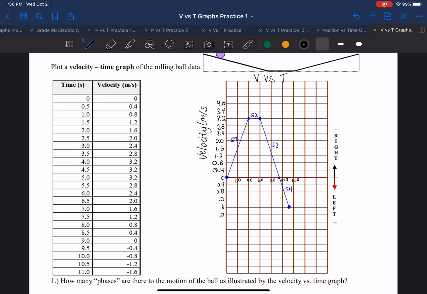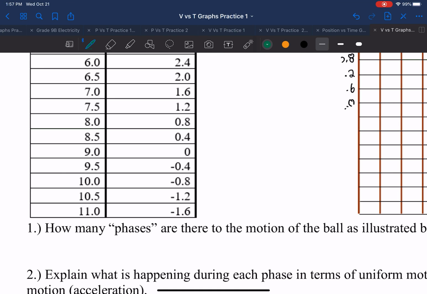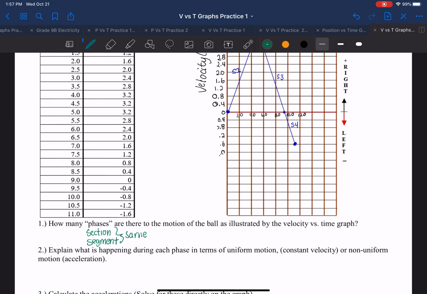These distinct lines will be straight in characteristics, and each line will give us different phases. You'll notice that different practices I post will either have the word phases, sections, or segments. They all mean the same thing. What are the different types of motions that you see on the graph? The first question is asking us how many phases or sections or segments there are to the motion of the ball that's illustrated by this graph.